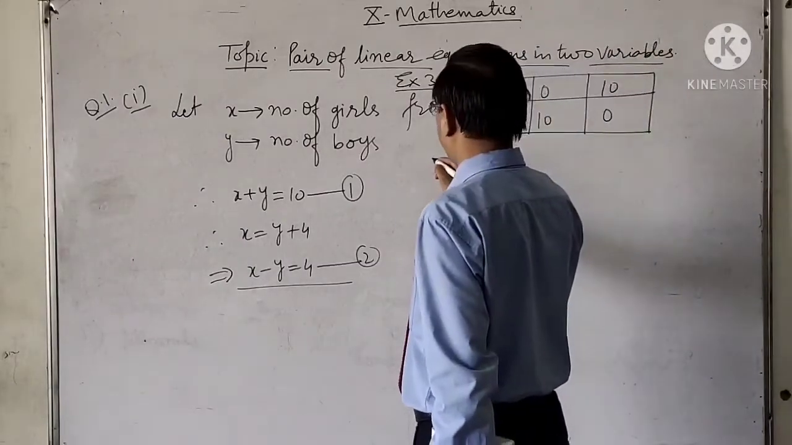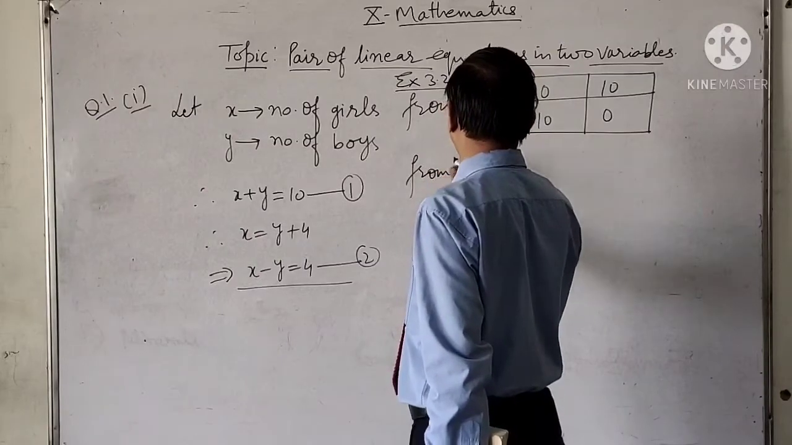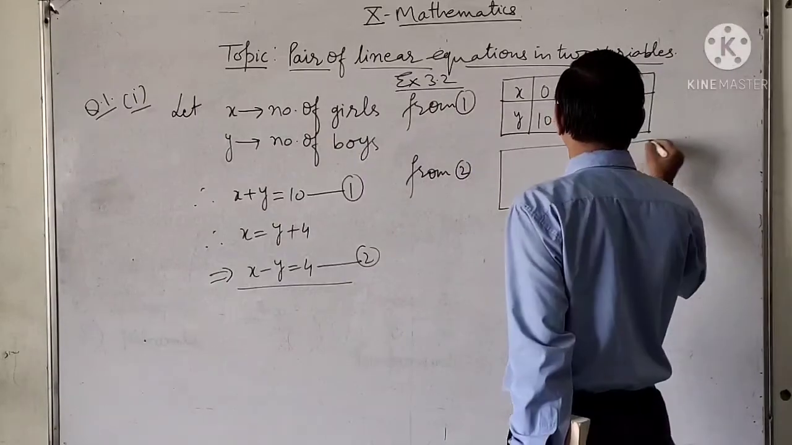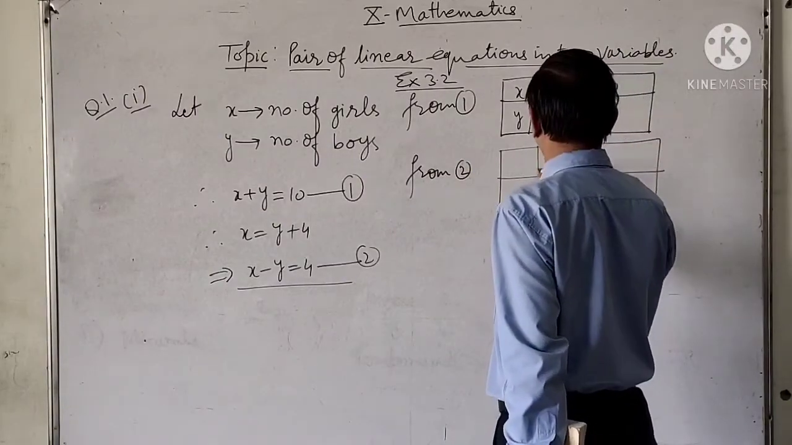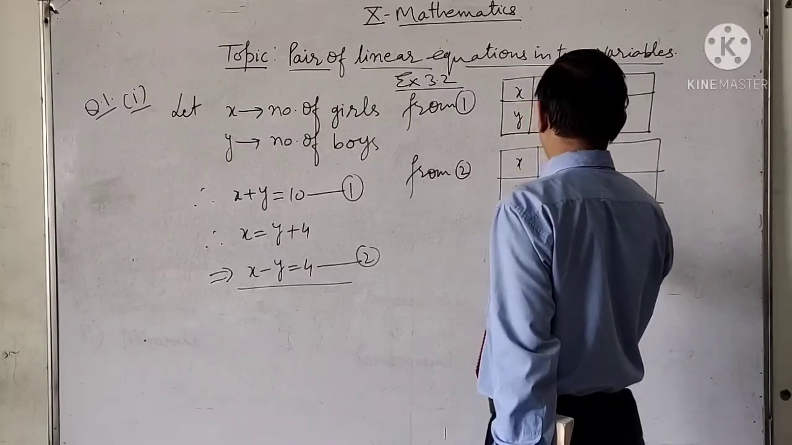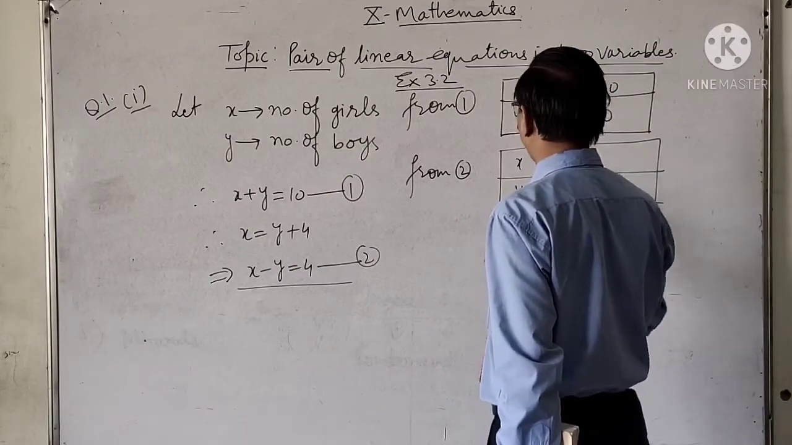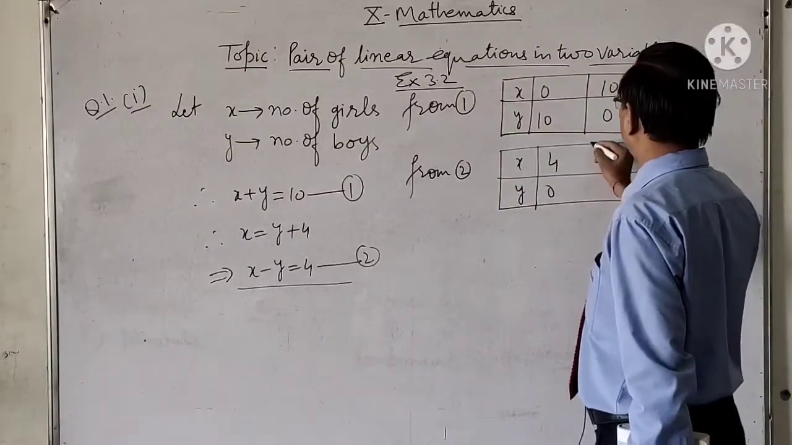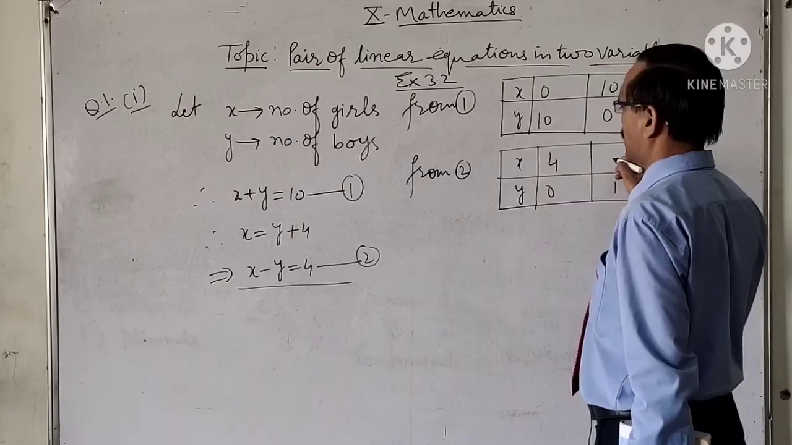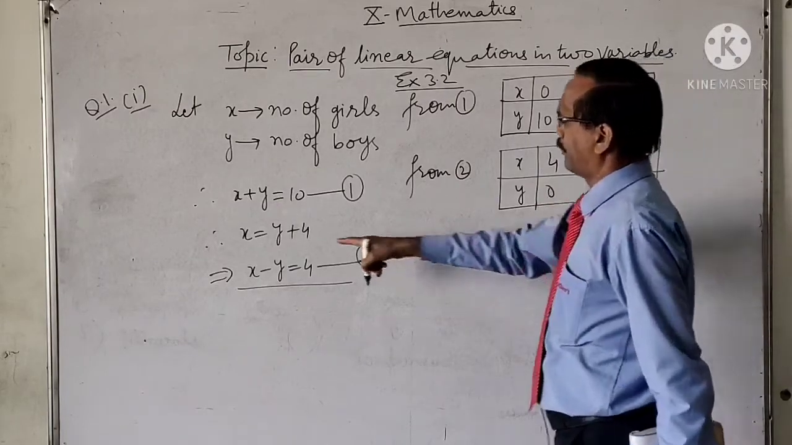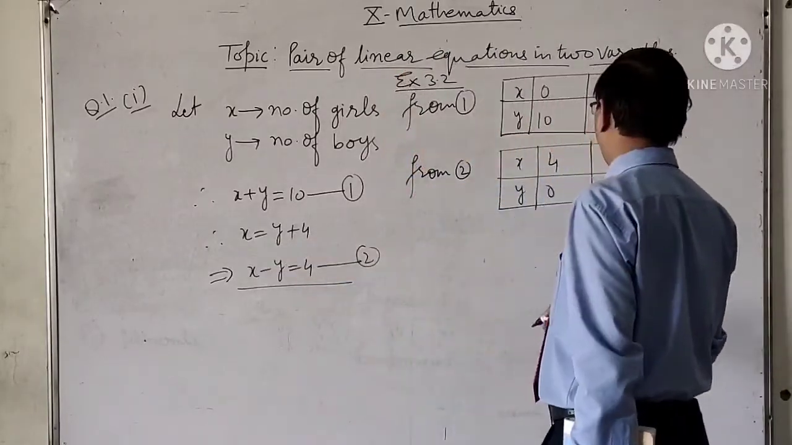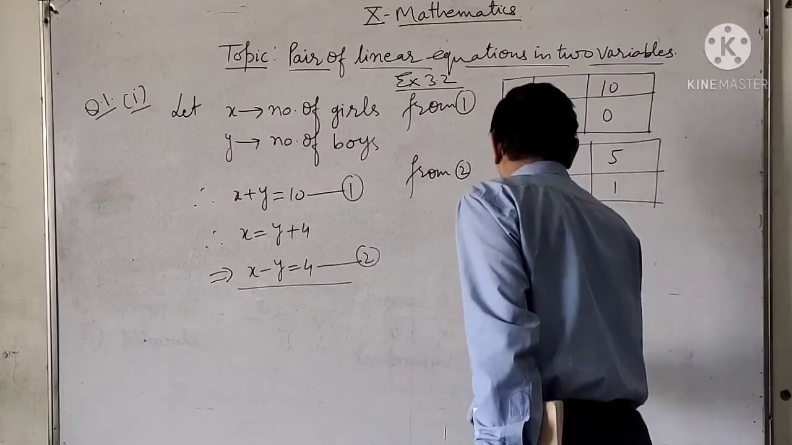Then from the second equation, when y is 0, then x is 4. And when y is 1, then x is 5. y equal to 1, then 1 plus 4 is 5. Now, make the graph.